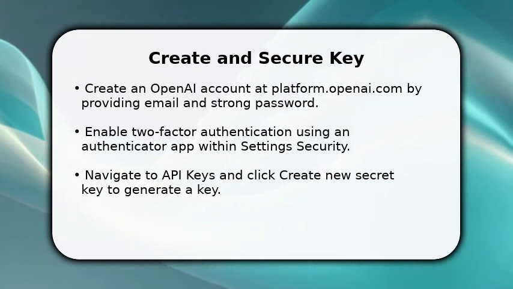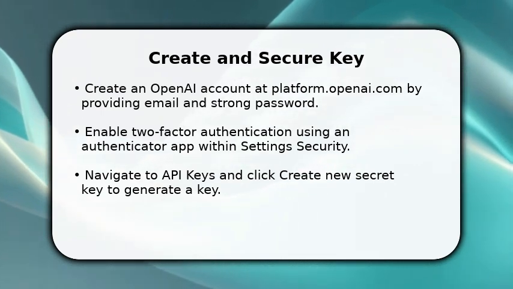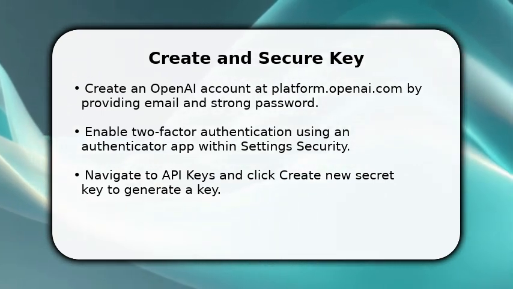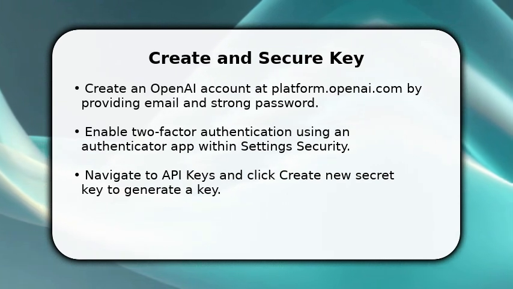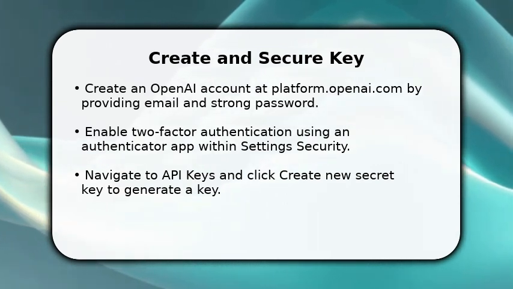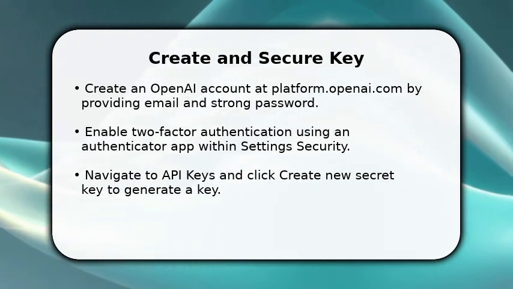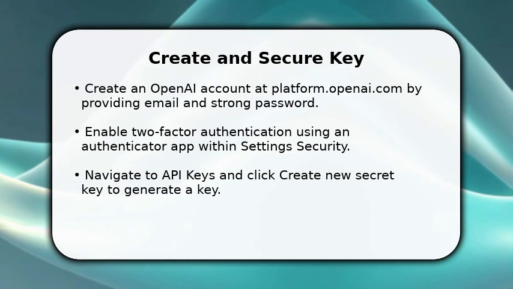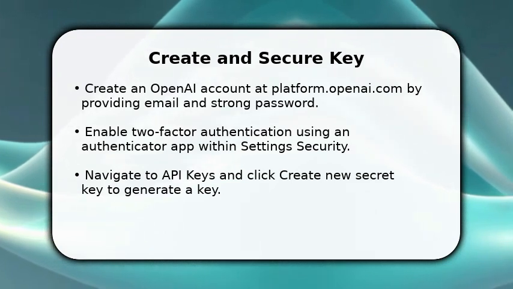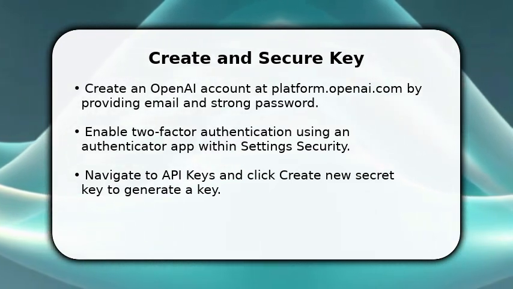Navigate to API Keys and click Create New Secret Key to generate a key. Choose a unique label so you can identify the key later in lists. Store secrets safely in a password manager and never paste keys into public code. Rotate keys every 90 days and delete unused keys to limit exposure.